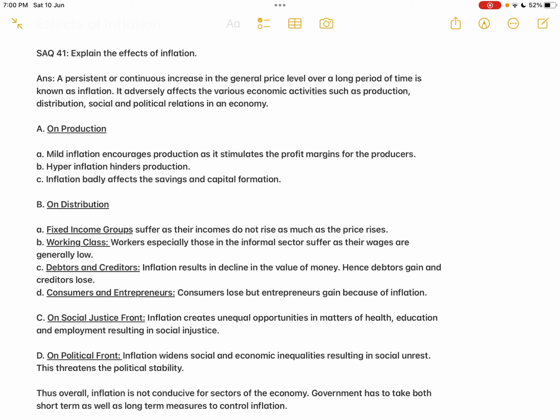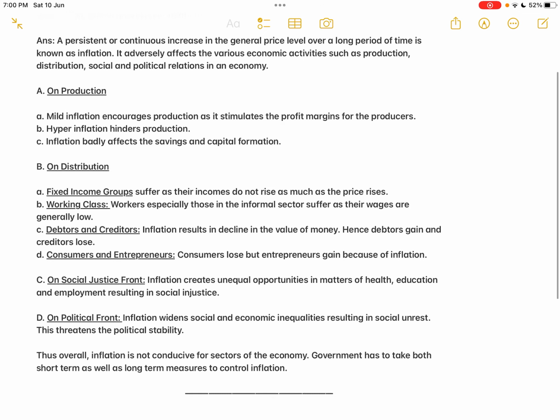And point D, consumers and entrepreneurs. Consumers lose but entrepreneurs gain because of inflation. The consumers lose because for the same amount of commodity, they have to pay more and more money, isn't it? They have to part with more and more of their money income, whereas the producers are gaining because of the rise in prices, their profits are increasing. So that's why the consumers are losing but the producers or the entrepreneurs are gaining because of inflation.